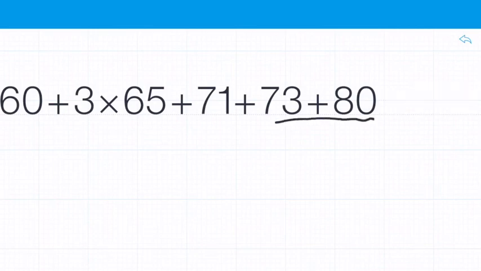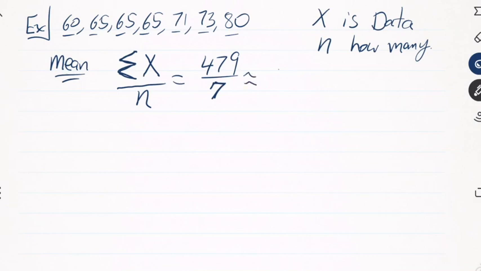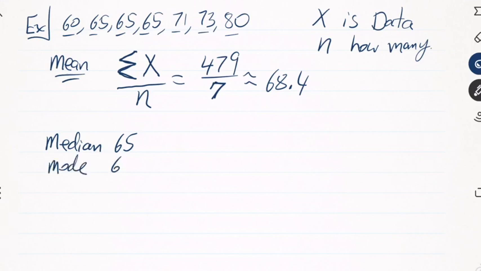So if I divide this whole thing by 7, I get 68.4. I'm always going to go a decimal at least. So this is approximately 68.4. So we have found that the median was 65, the mode was 65, and the mean is 68.4. So they're all rather close together, which we would expect for data that has a special feature called normal. We'll talk about that more later.